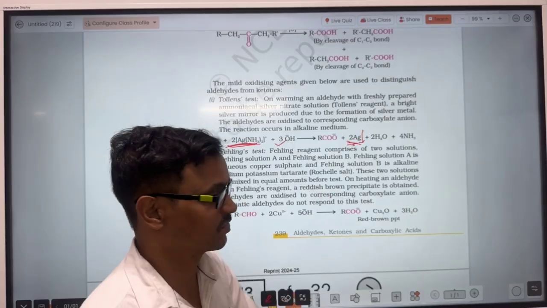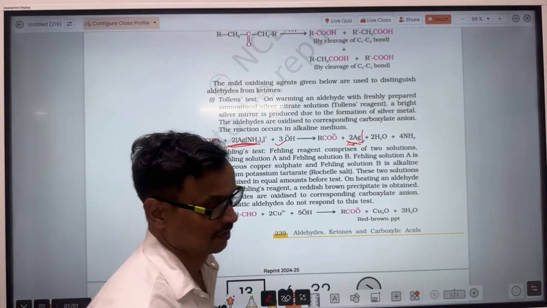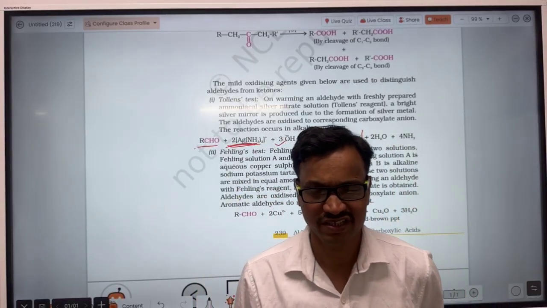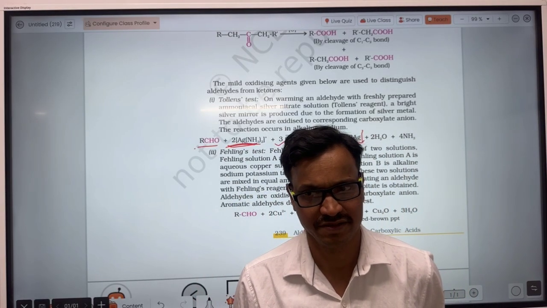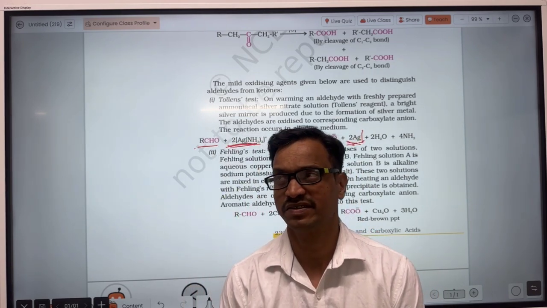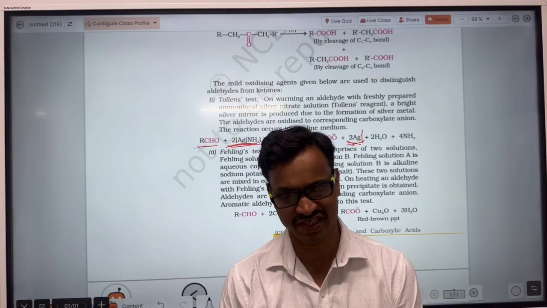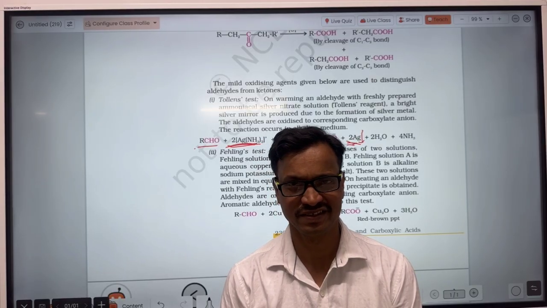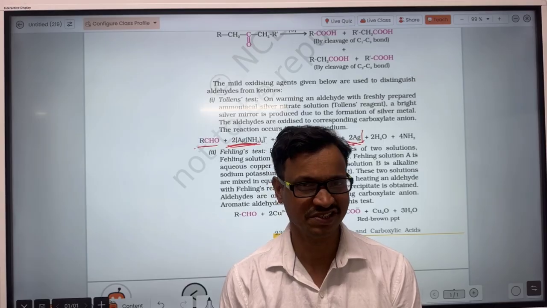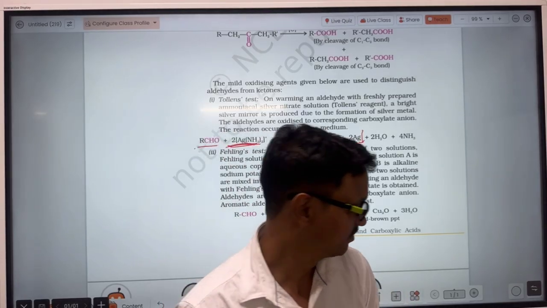That's the reason this test is also called the silver mirror test. The Tollens test is also called the silver mirror test because when Tollens reagent reacts with aldehyde, the silver atoms get precipitated at the surface and shine like a mirror.